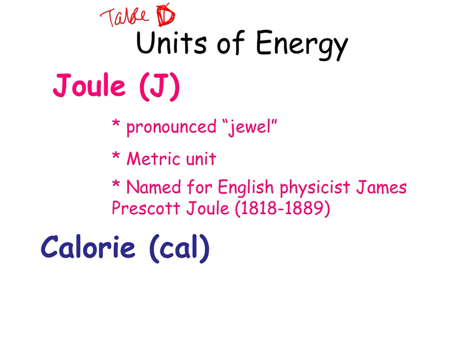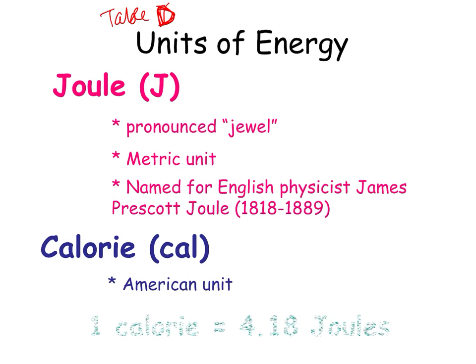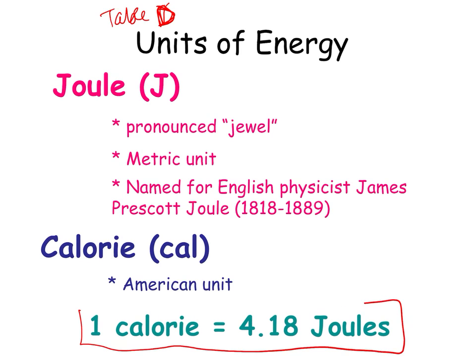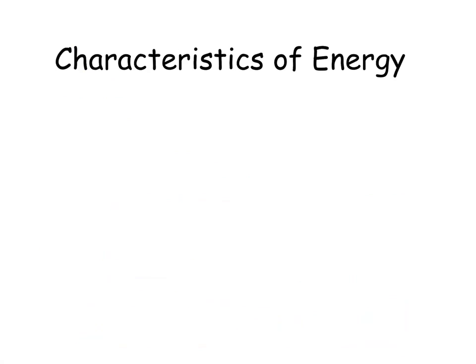In America, we use calories to measure energy. This is the conversion factor. So you can see that a joule is smaller than a calorie because it would take 4 and a little bit joules to equal 1 calorie. So that's our conversion factor. This is not on the reference table, but it'd either be provided to you or you could look it up.